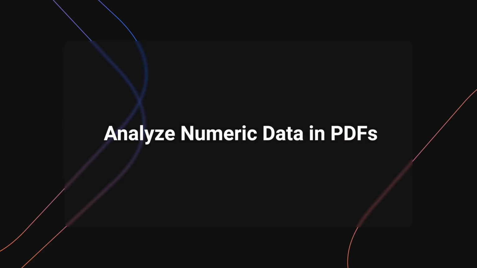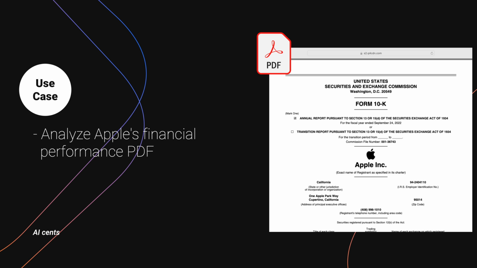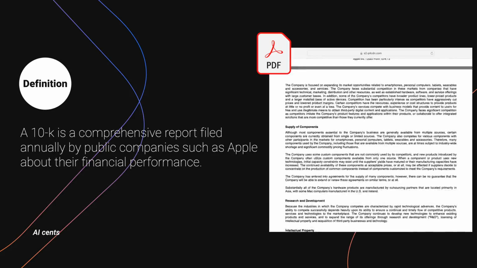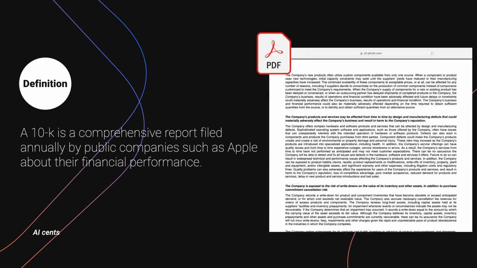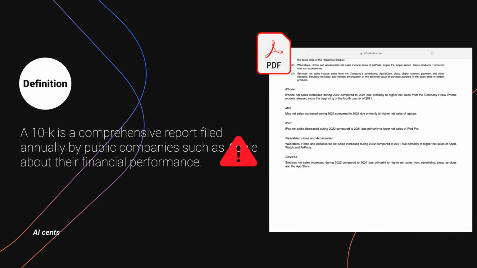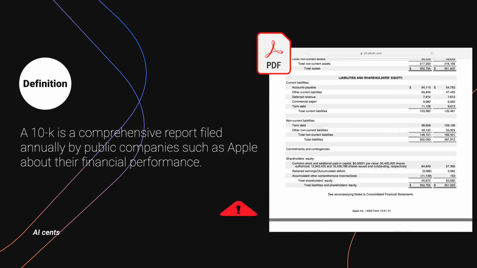Okay, let's move on to a really fun use case, analyzing PDFs in ChatGPT to extract financial insights about a certain tech company we're interested in. For this one, I'm going to be using financial statements from Apple, and more specifically for the finance nerds, their 10K. Simply put, a 10K is a comprehensive report filed annually by public companies such as Apple about their financial performance. Full disclaimer, I'm not at all a finance person, and all this is for illustrative purposes only, so go easy on me if I get some definitions wrong.